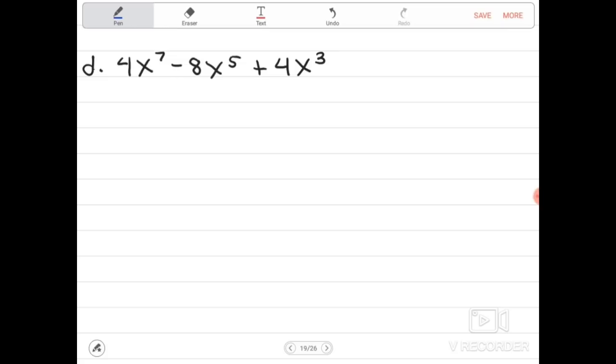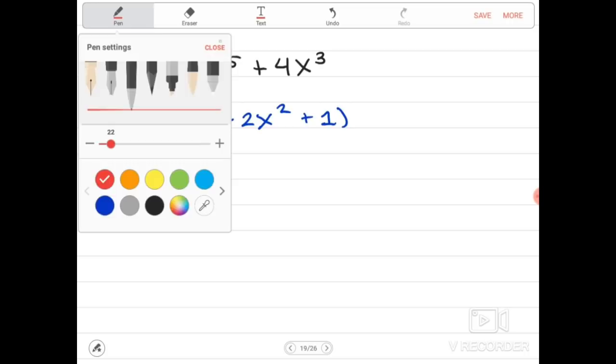Letter 4x raised to 7 minus 8x raised to 5 plus 4x cubed. Do they have common? Yes. So, sa constant, ang common nila is 4. Then 4x, x cubed. Kasi yun ang pinakabababang exponent. Na-discuss na natin to sa previous video natin. Common monomial factor. So, the remaining will be x raised to 4 minus 2x squared plus 1.